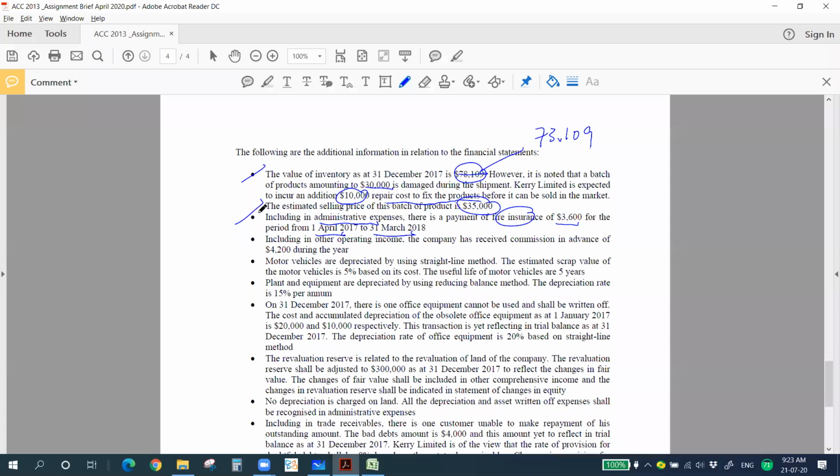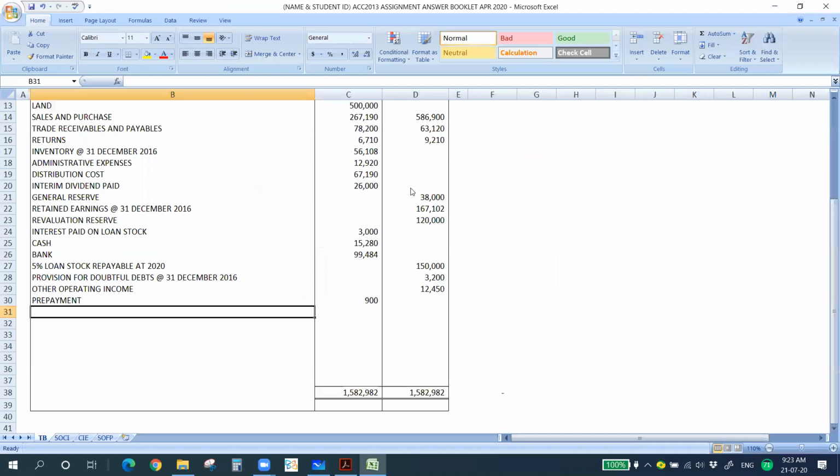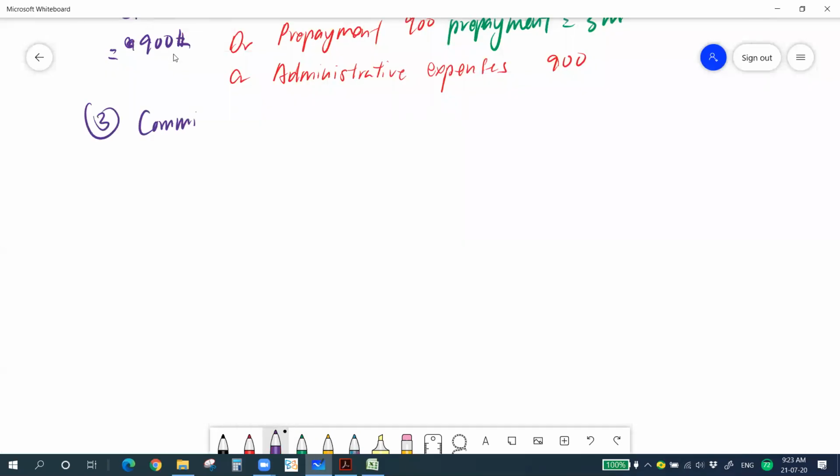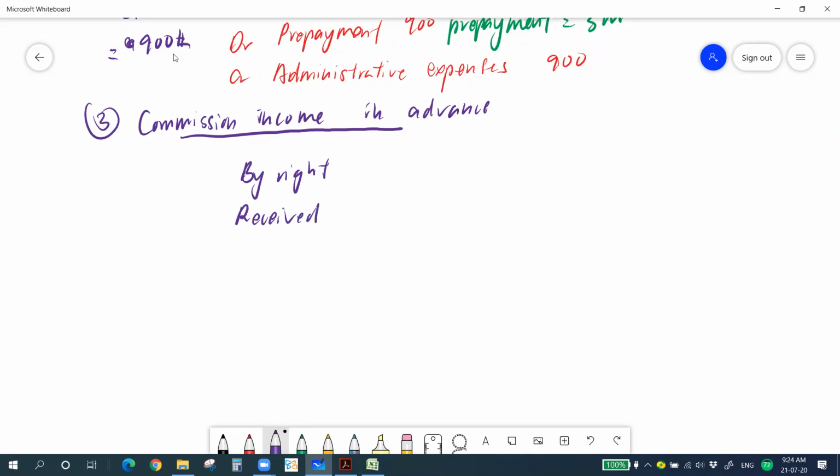Item number 3. Including in the operating income, the company has received commission in advance of 4,200 during the year. So income in advance. So number 3. This is commission income in advance. For commission income in advance, we have 3 situations. The first one is what is the by right amount, and what is the receive amount. Because this is in advance, the question says that the in advance amount is 4,200. For the receive amount, you always refer to the trial balance.